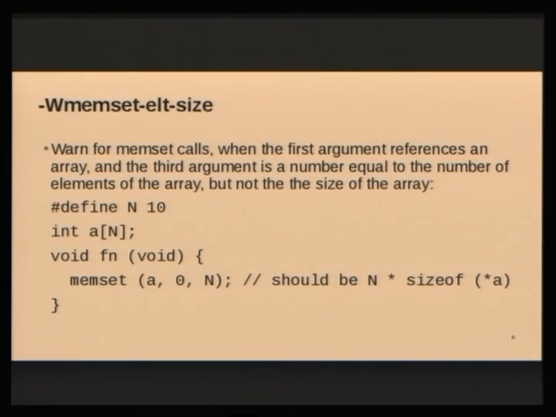Well, another thing is -Wmemset-elt-size, which warns for memset calls if the first argument is an array. This is A here, an array of n elements. But the third argument is actually the number of elements, but not the size of this array, which is clearly a bug, as long as the array is not char. Yeah, of course. Int could be probably whatever, but in this case it is probably a bug. So the compiler would warn, and you should use the size of an element of the array.